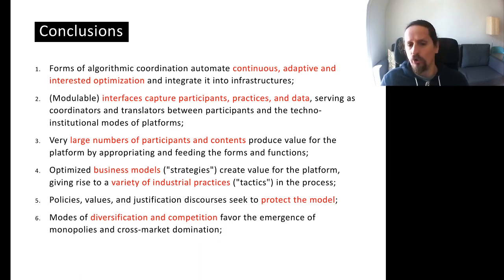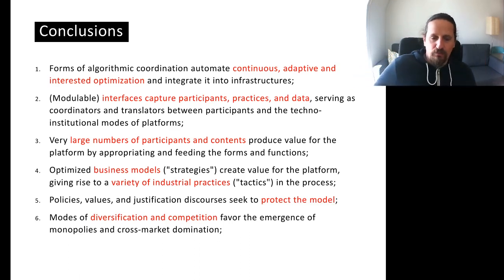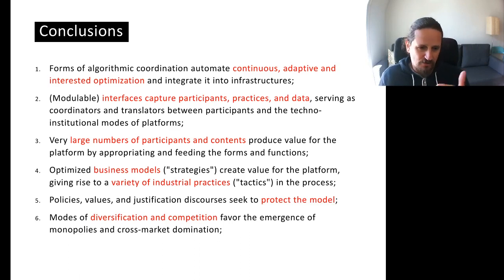Then there's just a lot happening there, like large numbers of participants, large numbers of contents. They do all kinds of different things, right? They produce value for the platform because they appropriate the forms and functions. So on the one side there's control through the platform, but there's also this bustling appropriation. And to understand the platform on the whole, we can't just look at one side, but have to try and see how they come together, right?